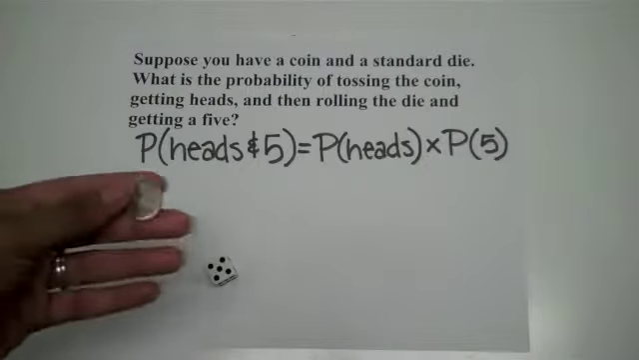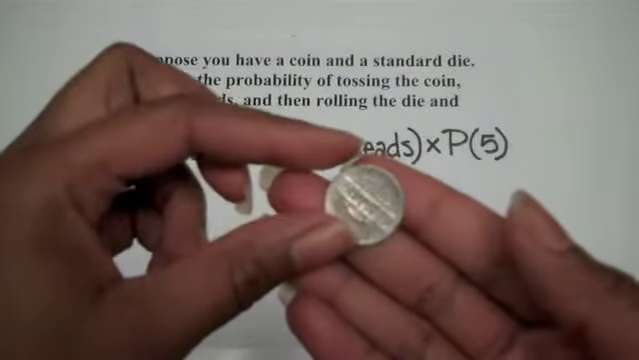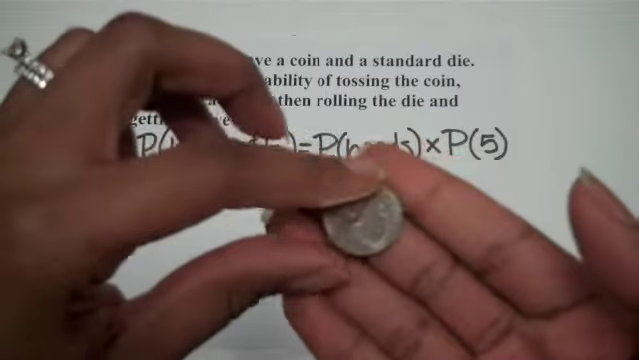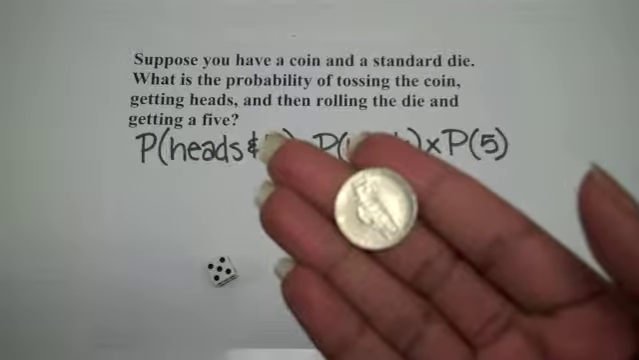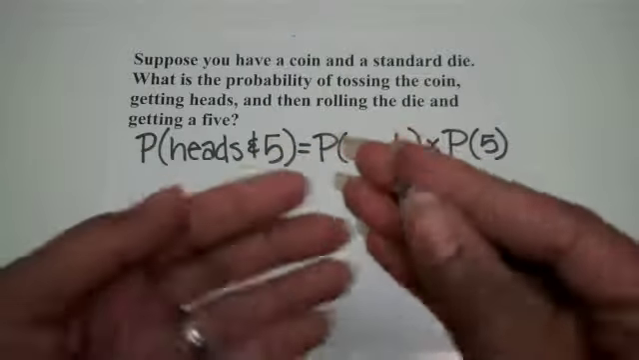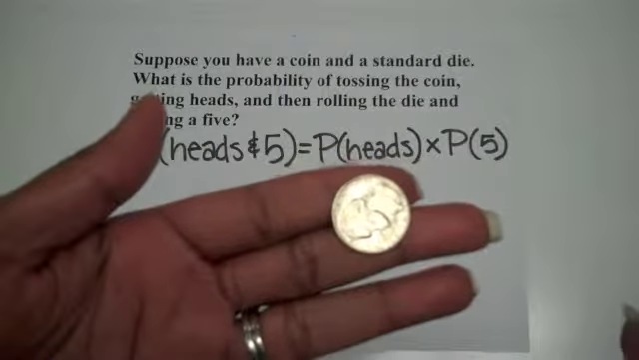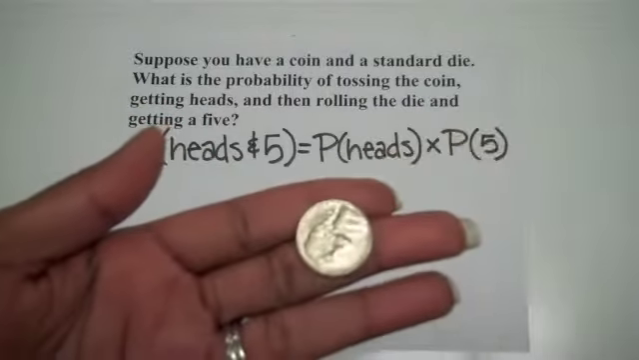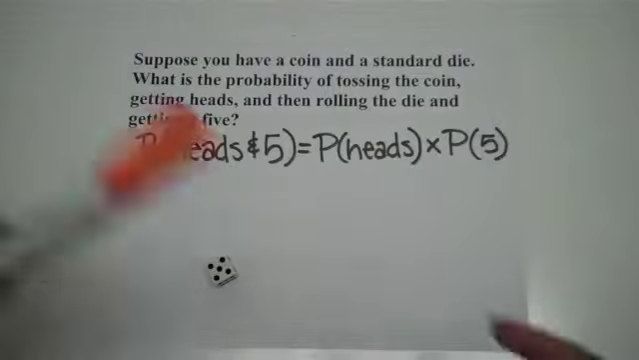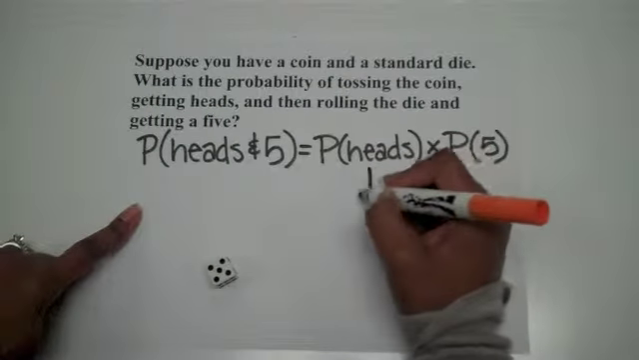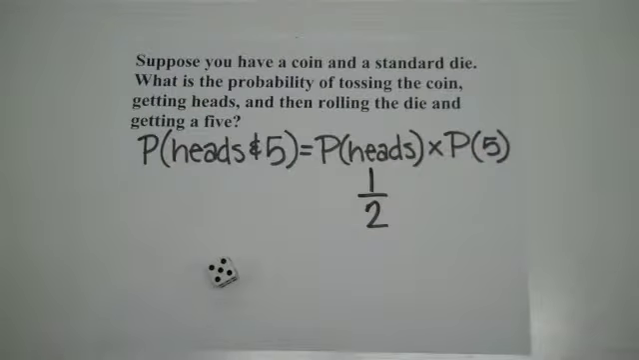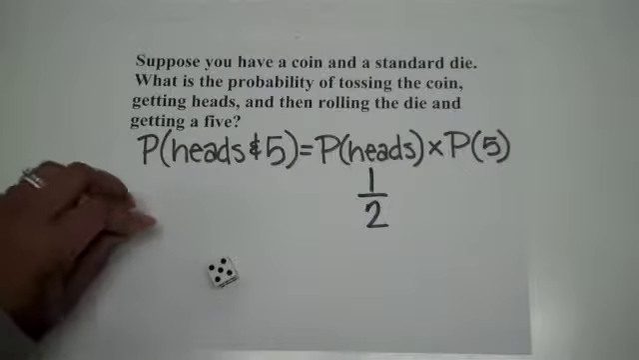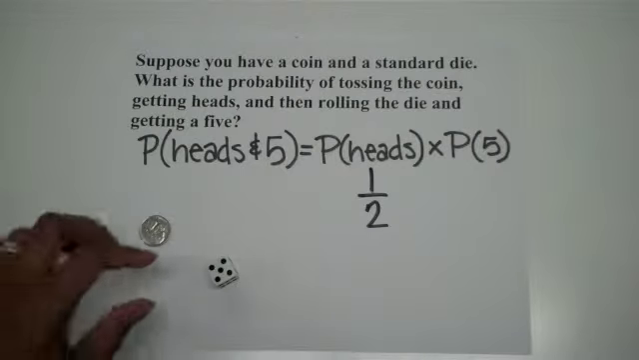All right, well, when you have a coin, your coin has 2 sides, right? It's got a head side and a tail side. So when I look at the probability of getting heads, well, there's only 1 heads out of 2 possible sides. So my probability of flipping heads would be 1 out of 2. Sometimes you'll also hear that referred to as a fair coin.